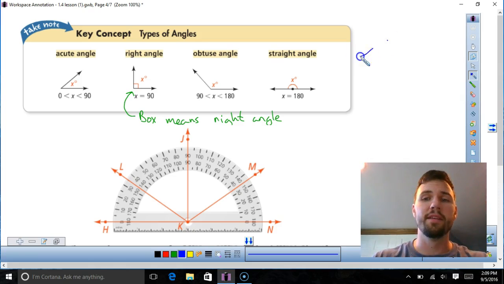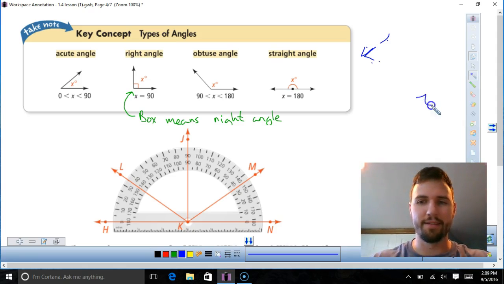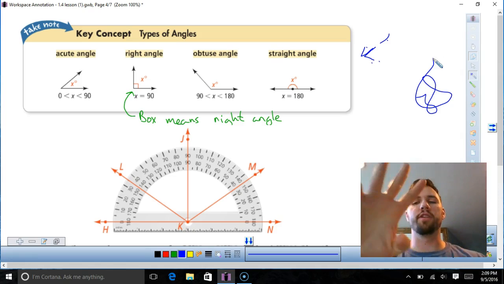Now this is a huge concept. I'm just going to use my finger. Yeah, that works fine. Alright. So there's 4 types of angles.